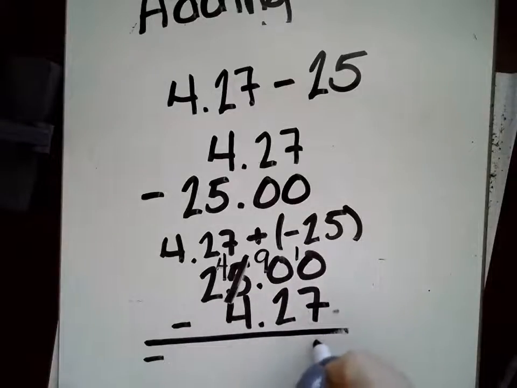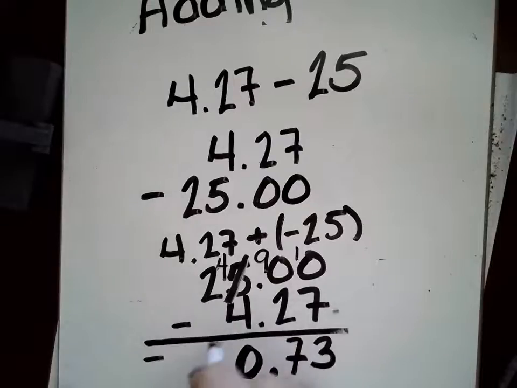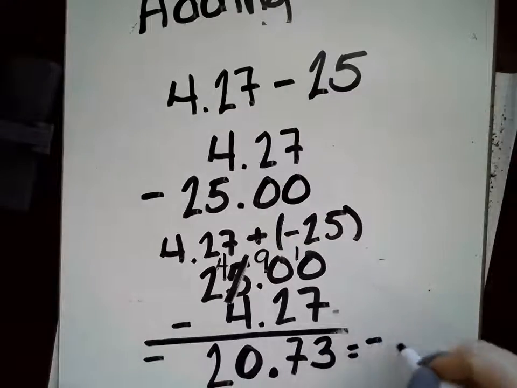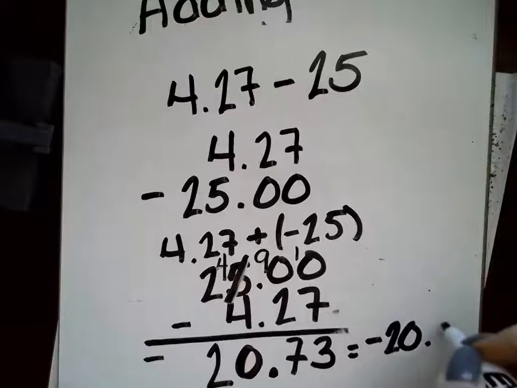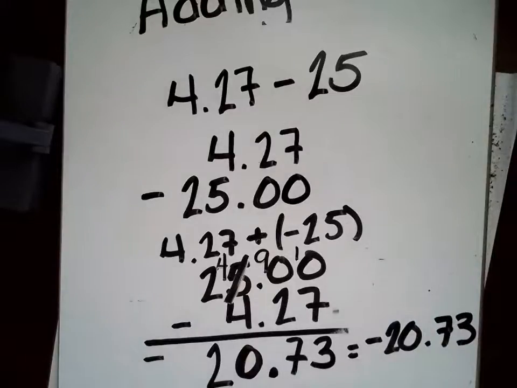10 minus 7 is 3. 9 minus 2 is 7. The decimal point just gets dropped down. 4 minus 4 is 0. 2 minus 0 is 2. So our answer is, just put it all nice and together, 20 and 73 hundredths.